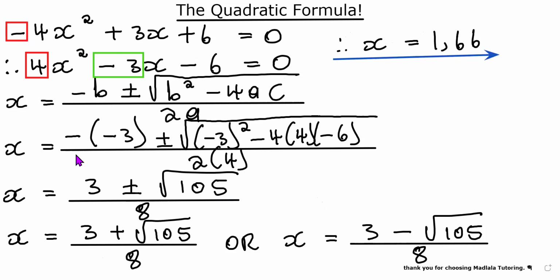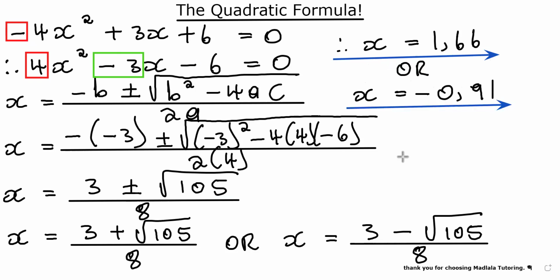Then I go again and find the second solution. So for that one, I say minus, and I find that my second value of x will just be negative 0.91 to 2 decimal places, of course.